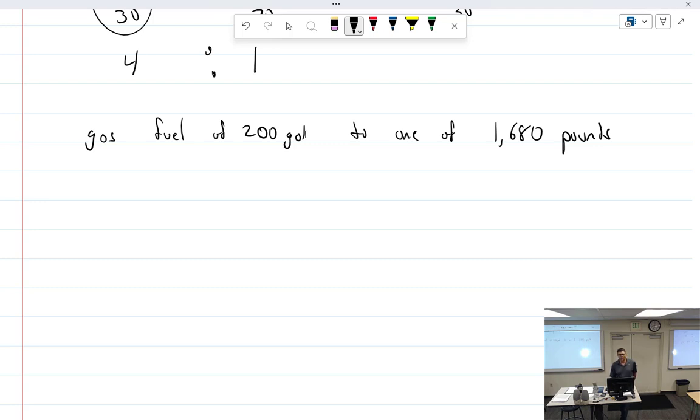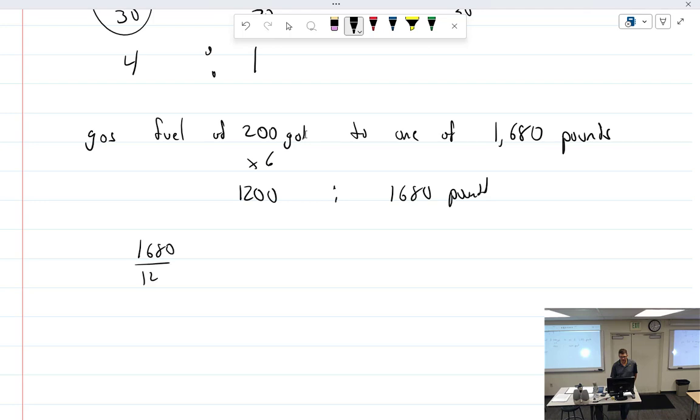All right, so we have to convert this to pounds. I think this is probably the easiest one to do right here, 6. So 200 times 6 is 1,200 pounds. Now we have 1,200 pounds to 1,680 pounds. And what can we do? Improper fraction it.